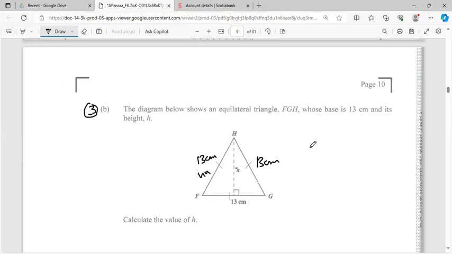So this is the hypotenuse. So it's going to be 13 squared minus 6.5 squared. So 13 times 13, 169. Just punch this in the calculator. 6.5 times 6.5. That's equal to 42.25.